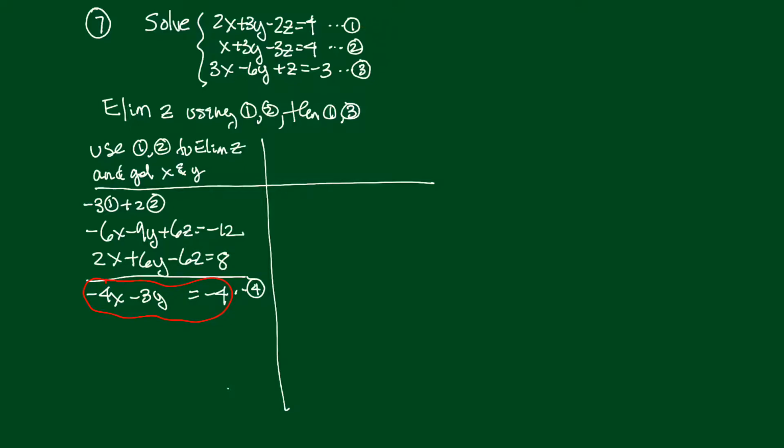So it's like I'm pivoting here, right? I'm going to do this: 1 and 2, and then 1 and 3. So what I'm going to do is use 1 and 3 to eliminate z and get x and y. So focus in on those coefficients on 1 and 3.